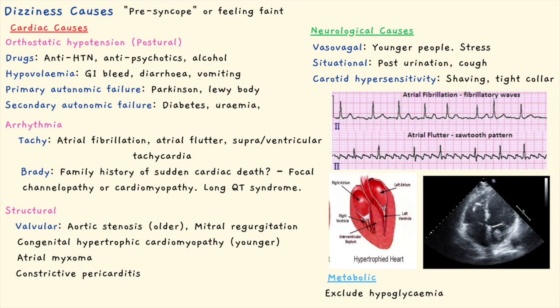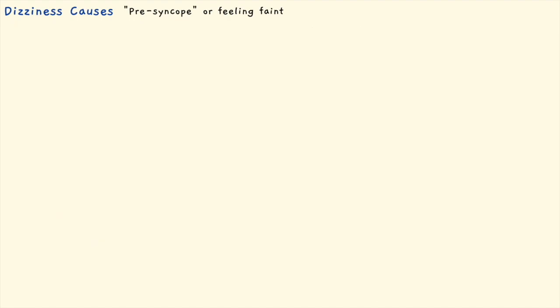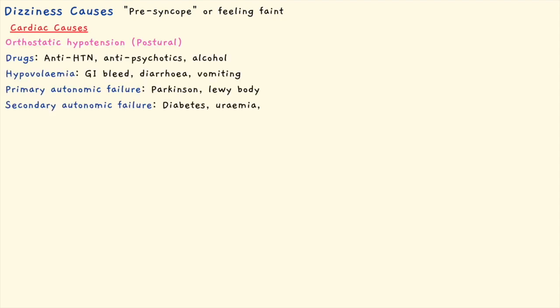Video is on dizziness. We'll explore the main causes of dizziness, adopting a systematic approach. We will also talk about why you may suspect one cause over another. So to clarify the definition of dizziness, we will talk about pre-syncope or feeling faint. There are cardiac and neurological causes.